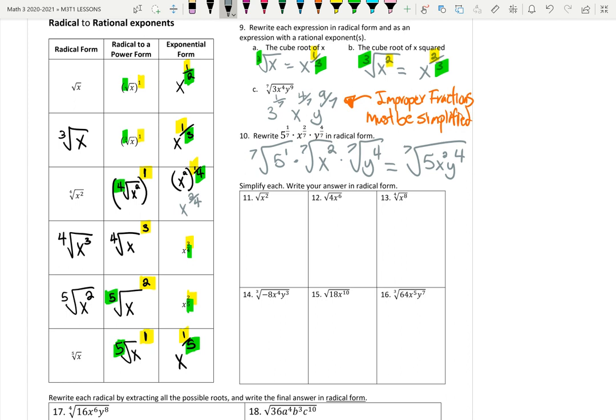Okay, now let's go to simplifying these. The idea I alluded to before is that improper fractions must be simplified. If I convert 11, it is going to be x squared to the 2 over 2. That is just x to the first, leaving me with just an x. For 12, I'm going to take the square root of 4, and the square root of x to the 6th power. The square root of 4 is 2, and I represent x to the 6 over 2. This leaves me with 2x to the 3rd.